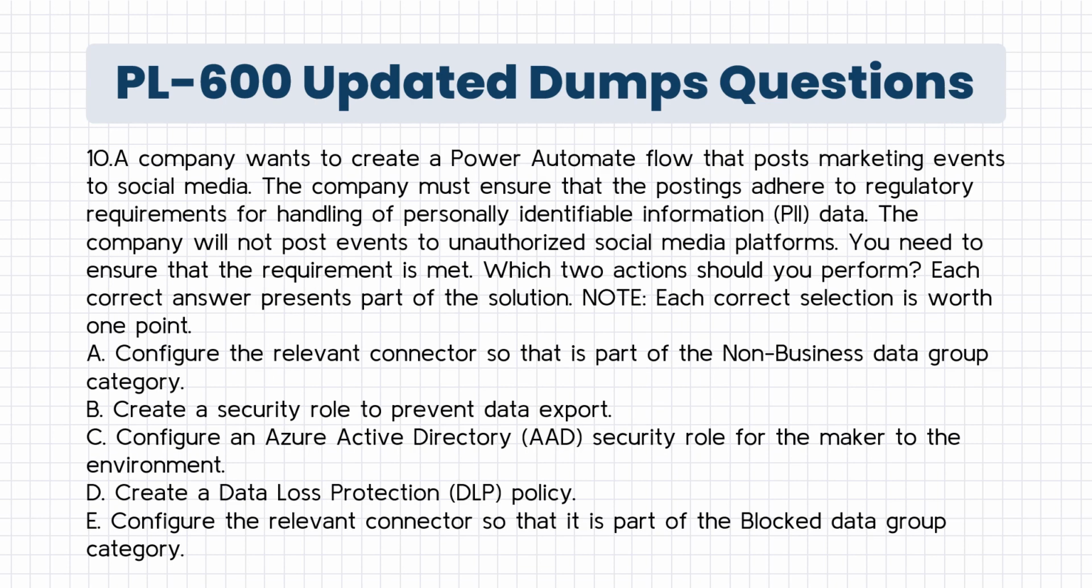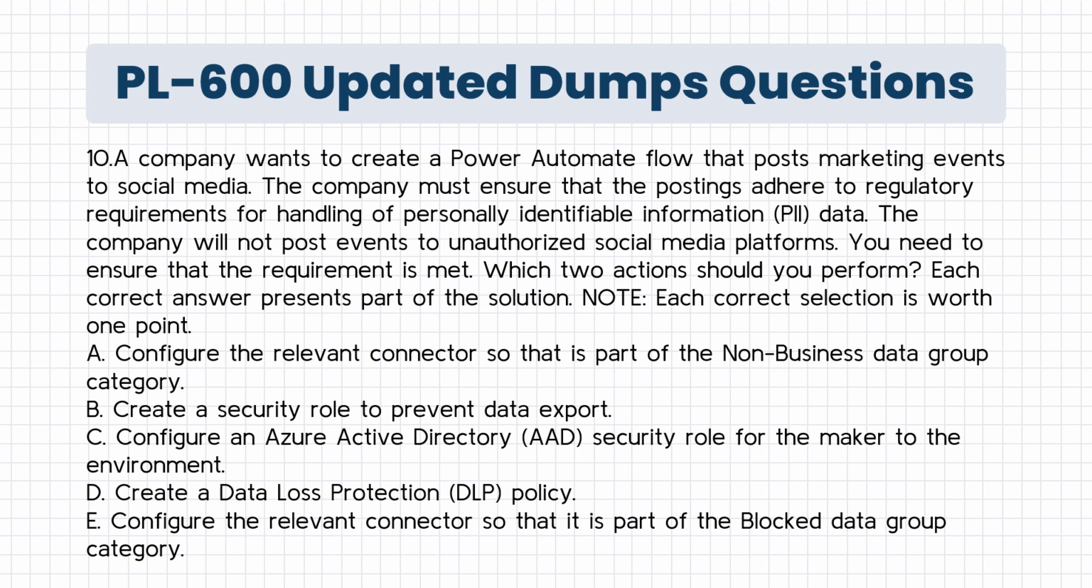10. A company wants to create a Power Automate flow that posts marketing events to social media. The company must ensure that the postings adhere to regulatory requirements for handling of personally identifiable information (PII) data. The company will not post events to unauthorized social media platforms. You need to ensure that the requirement is met. Which two actions should you perform? Each correct answer presents part of the solution. Note: each correct selection is worth 1 point.